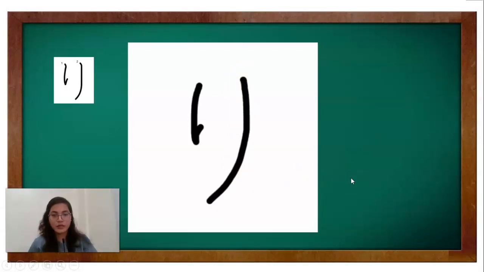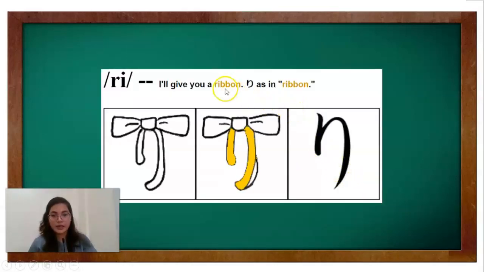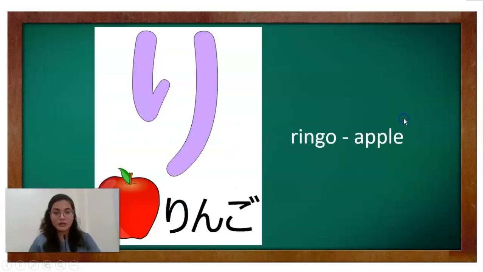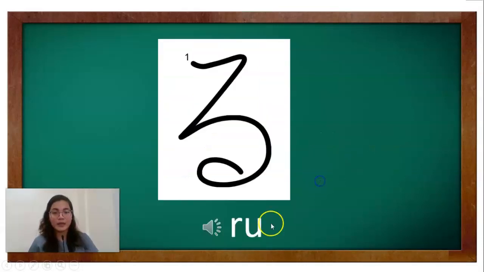Okay, so to easily remember this ri, just think of a ribbon. So ri as in ribbon. Here's an example word. Ringo. Ringo means apple.